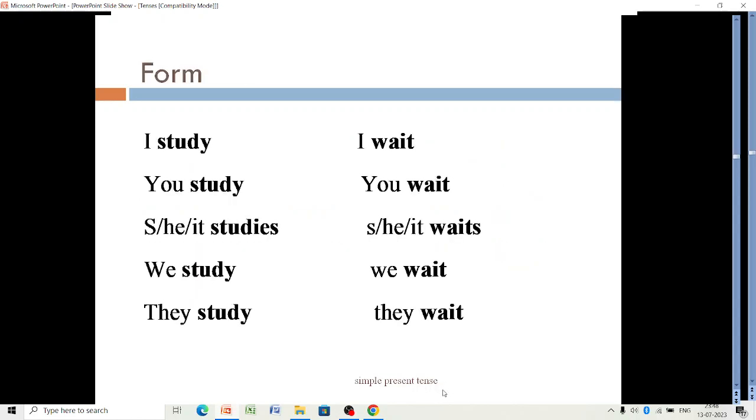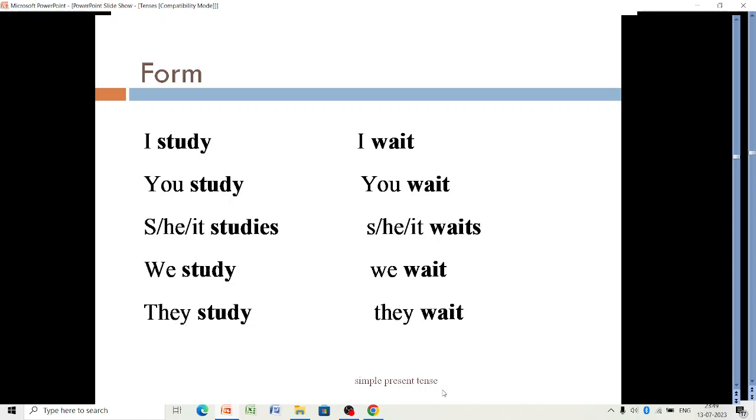And this is the form of simple present. The personal pronouns are given here: I, we, you, he, she, it, and they. The form of the verb is also there in the sentence. So I study, you study, he, she, it studies, and we study, they study. So the first form of the verb is used here to express simple present. Study is the first form.